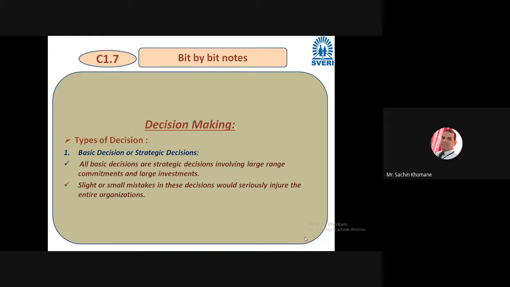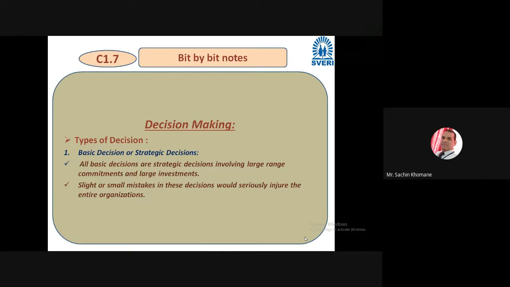Generally, basic decision is the word people use for it. But remember, this has a limitation. So what is the limitation? A slight or small mistake in this decision would seriously injure the entire organization. If a very small, slight mistake happens, you have committed 1000 alloy wheels, but you are not able to give only 10 out of it, it is a small mistake. But can you understand how much loss Tata Motors will have?